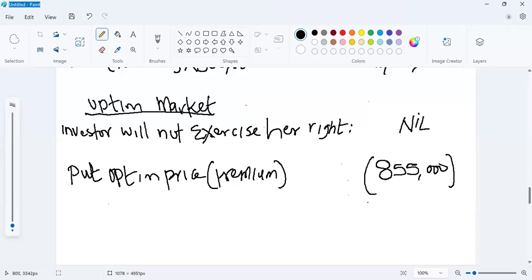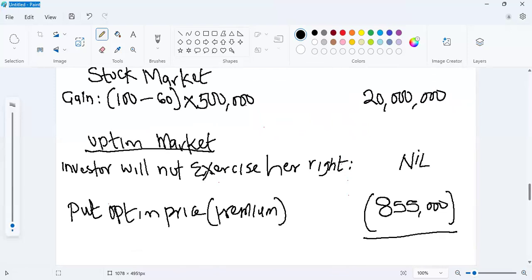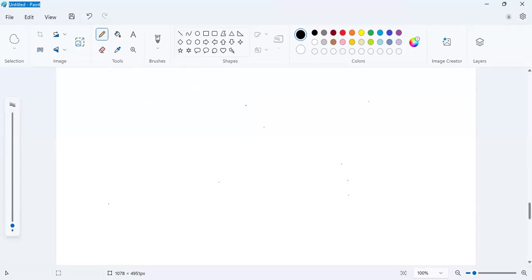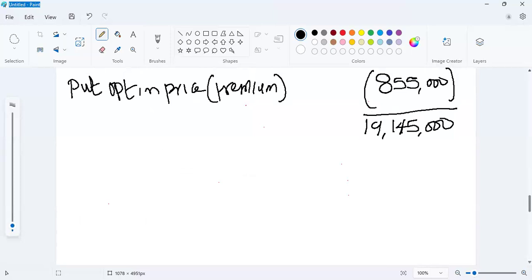We can now get the change in wealth. 20 million minus 855,000 will give us 19,145,000. This is the change in the investor's wealth.